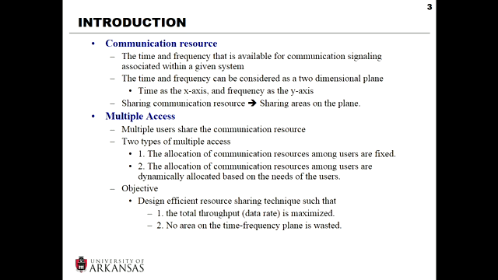First of all, the reason that we need multiple access is because we have limited resources. The time and frequency available for communication signaling within a given time is called the resource. Essentially we have time and frequency, and you can imagine that as a two-dimensional resource plane. That's how much resource we have and can use. If we consider time as the x-axis and frequency as the y-axis, we have a plane, and we can divide it.